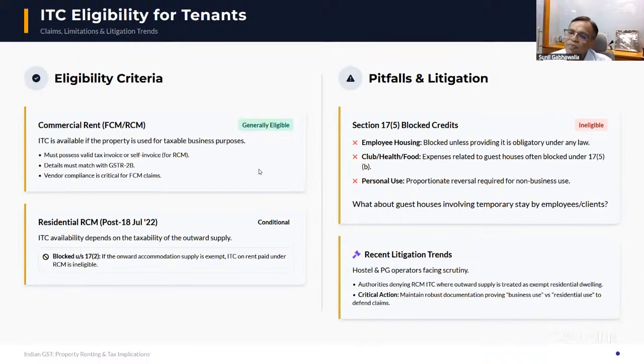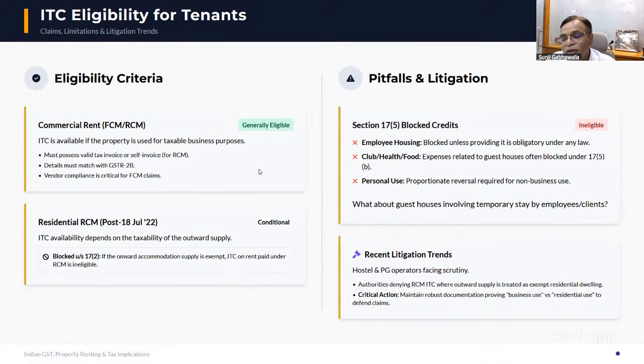Whoever is the guest of the company can come and stay there, or if an employee is traveling for business purposes, he'll stay there. In my view, these types of guest houses, even though they might be classified as residential dwellings, would still be eligible for credit, because at the end of the day, those guest houses are used for the purposes of business and for the furtherance of business, and therefore all the tests are satisfied. They do not become a part of an employee CTC or a perquisite.